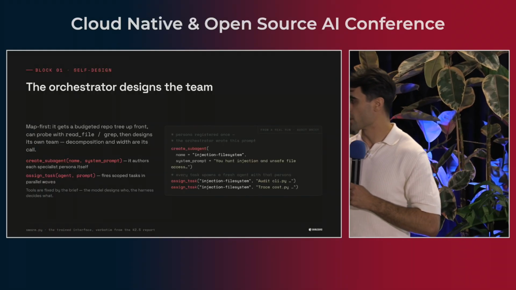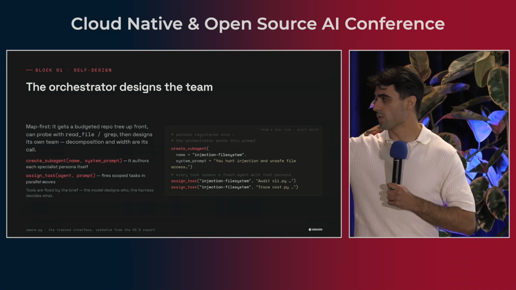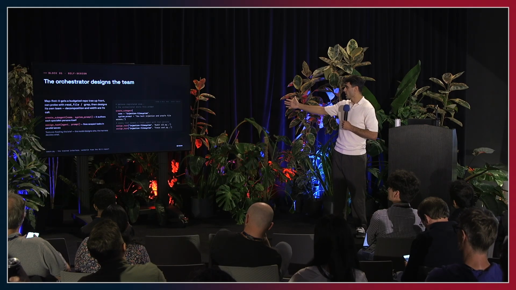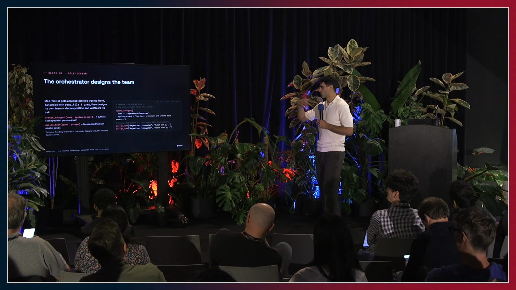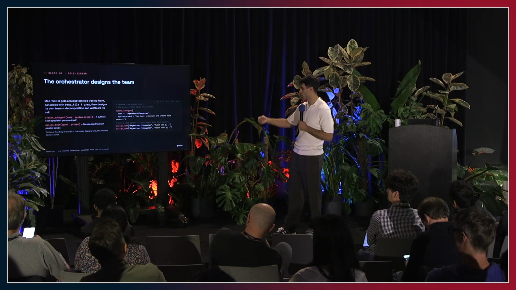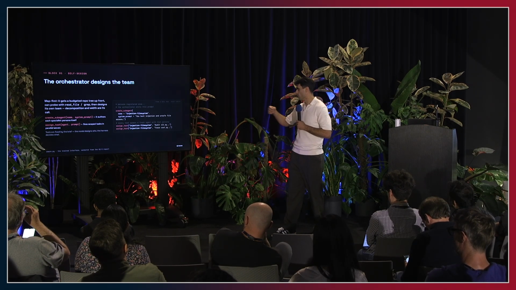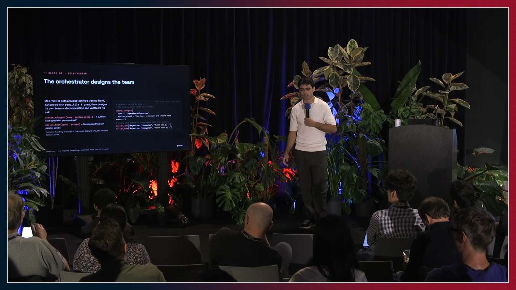So the orchestrator, as I mentioned, this is the nuts and bolts of how it works. It has two functions. It creates sub-agents, which I call personas. So you create a name, which is sort of like a primary key, and then a system prompt, which is a spiel of what it does. For instance, during a run, this was trying to find security vulnerabilities, so it created a persona which was an injection file system, so you hunt injection and unsafe file access throughout the repo.